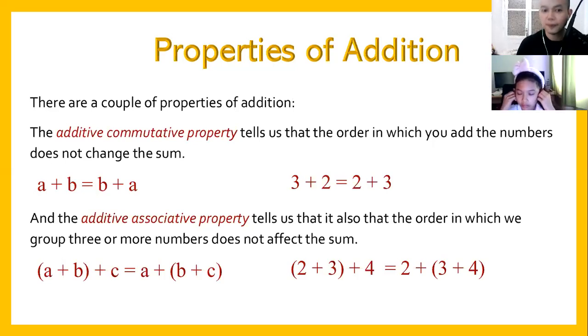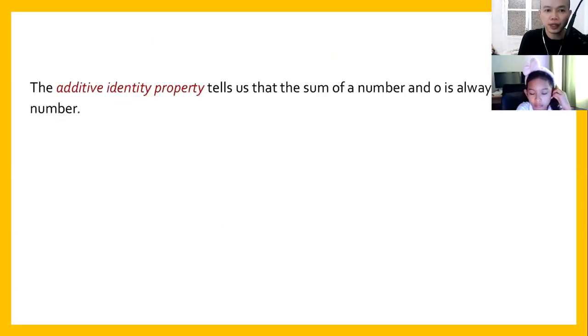Okay, Christelle? Yes, that is with addition. All right, let's have another property of addition. You have the additive identity property. In this property, any number added with 0 will be the same value. So when you add 0 to anything, it will be of the same value. It will not change the value because 0 has no value at all.